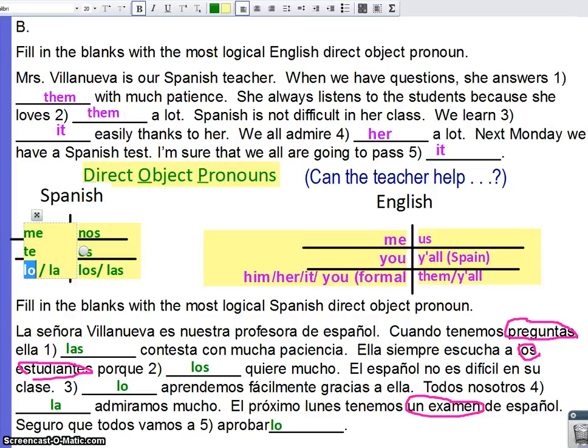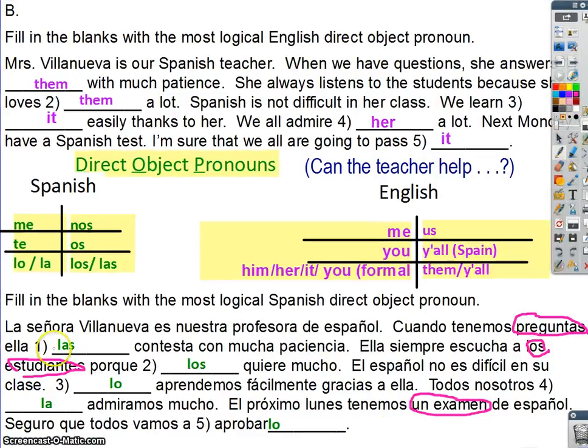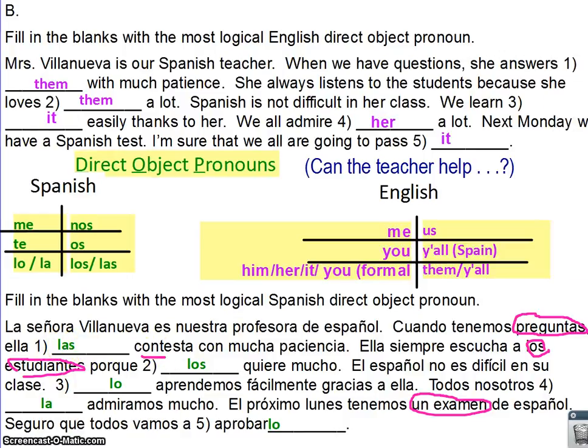So if we're saying it for something singular and masculine, we need it to be there. And technically, I'm going to put it right next to aprobar, and let me explain why. If you remember your pronoun placement rules, in number 1, it's here because it's before a conjugated verb. In number 2, same thing. Quiere is a conjugated verb. Aprendemos is a conjugated verb. Admiramos is a conjugated verb. So in 1 through 4, your pronoun's going before the conjugated verb. But in this one, we actually have a verb infinitive. And if you know your pronoun placement rules, pronouns have to be placed attached at the end of infinitives.